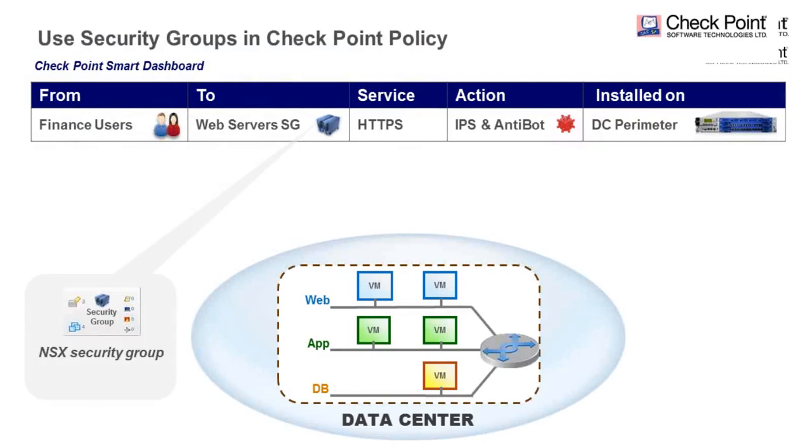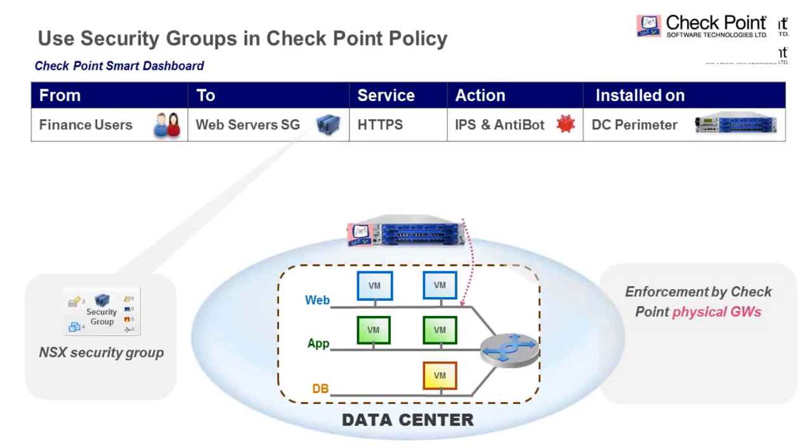So from finance users going to our NSX security group, web servers SG, anything that's HTTPS, we're going to inspect it for IPS and antibot, and this will be enforced by the perimeter gateway. And that's because obviously this is traffic that's coming from the outside world into the data center. And therefore the enforcement point, the obvious choice, is the physical gateway within our software-defined data center.